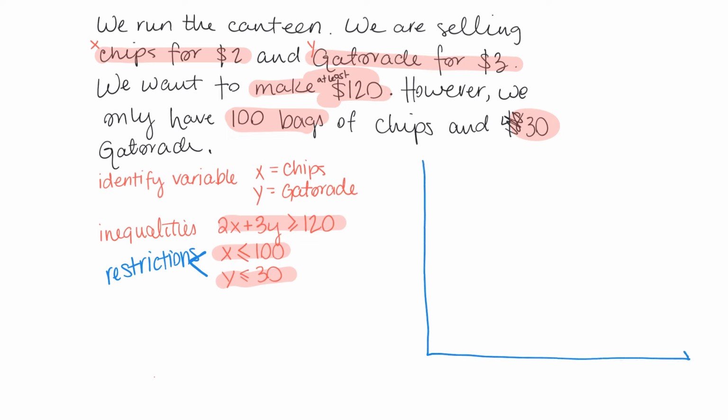And remember, we only graph in quadrant 1 because you can't have negative amounts of chips or Gatorade. And we need to label our axes. So our X is our bags of chips. So bags of chips goes down here on the X-axis because X represents chips. And our Y-axis is our Gatorade. So I'm going to put that there. And that's really important, to label those axes.